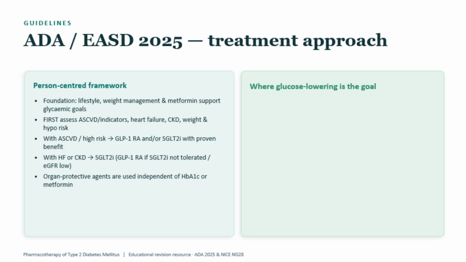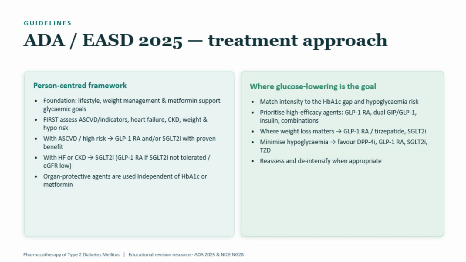Here's the ADA and EASD approach, and notice how person-centered it is. Lifestyle, weight, and metformin form the supportive foundation, but the first real question isn't the glucose number. It's: does this person have cardiovascular disease, heart failure, or kidney disease? If yes, you reach for a GLP-1 agonist or SGLT2 inhibitor with proven benefit, independent of the A1c or whether they're even on metformin.